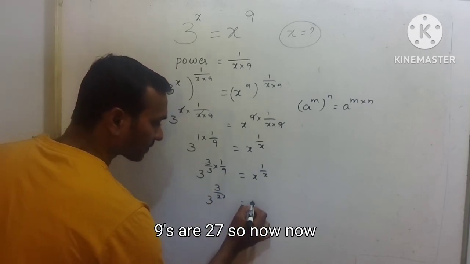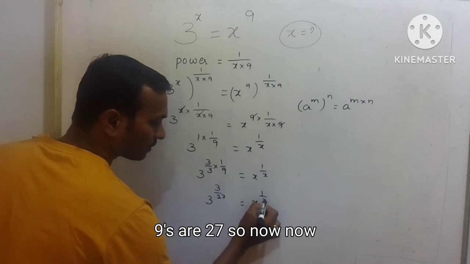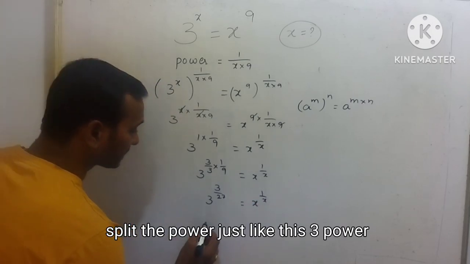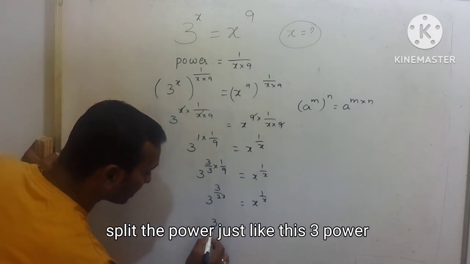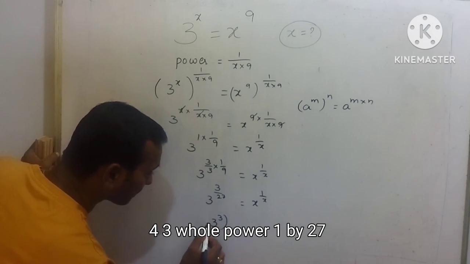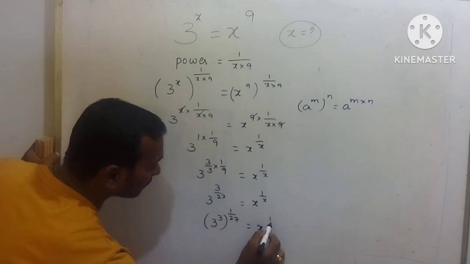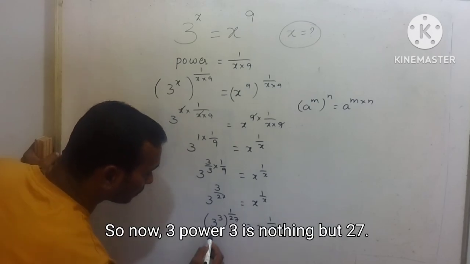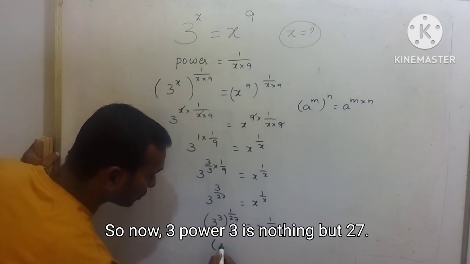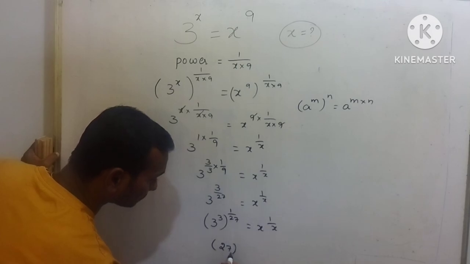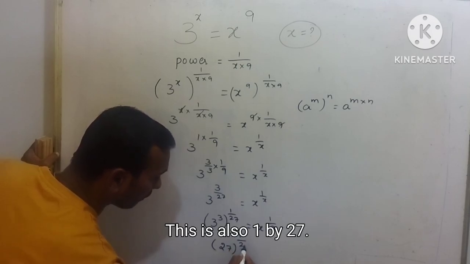So now split the power just like this. 3 power 3 whole power 1 by 27. So now 3 power 3 is nothing but 27. This is also 1 by 27.